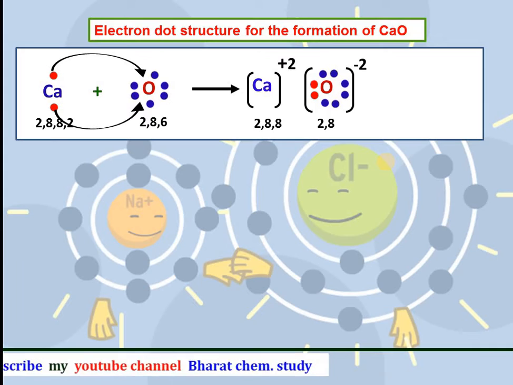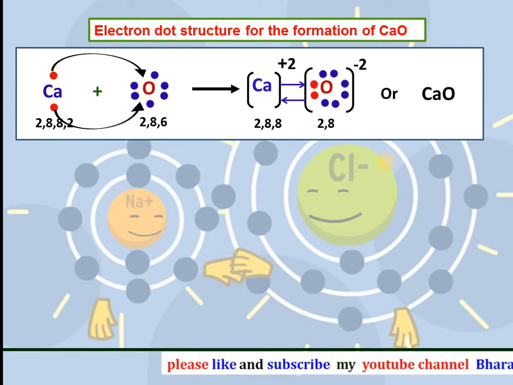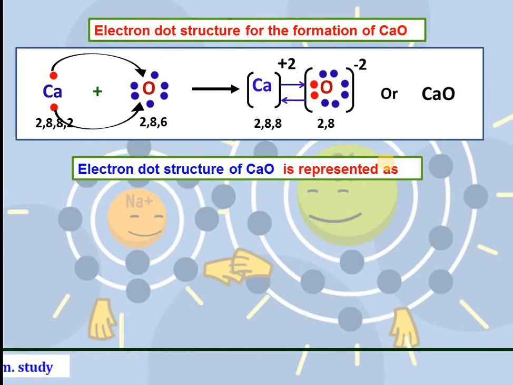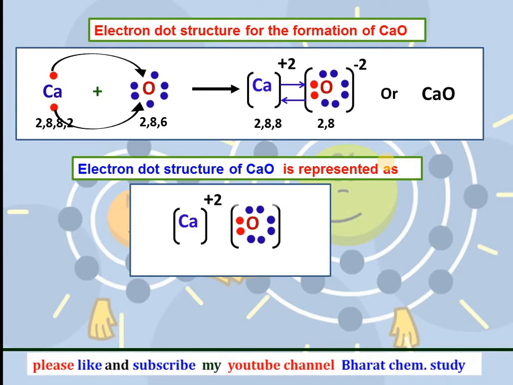and then the force of attraction between them is represented by arrow, and this is the electron dot structure for the formation of calcium oxide. But again, if the question says only to write the electron dot structure of calcium oxide, then we write only the electron dot structure of calcium oxide like this.